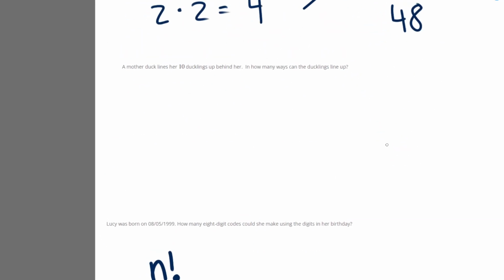This one is telling us that a mother duck lines up her 10 ducklings behind her. In how many ways can the ducklings line up? So we know that if we have 10 ducks, 1, 2, 3, 4, 5, 6, 7, 8, 9, 10, and we have our mom duck. I don't know how to draw ducks. I'm sorry, I took more time than I needed to on drawing that.